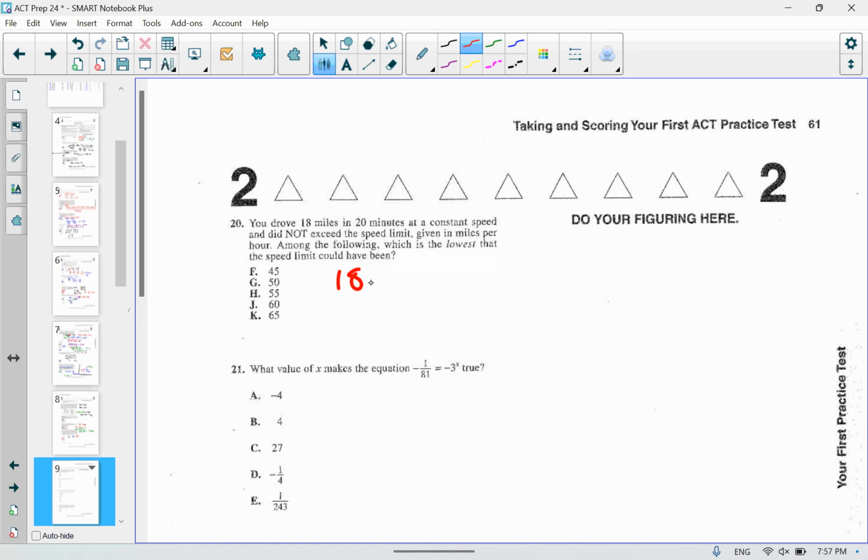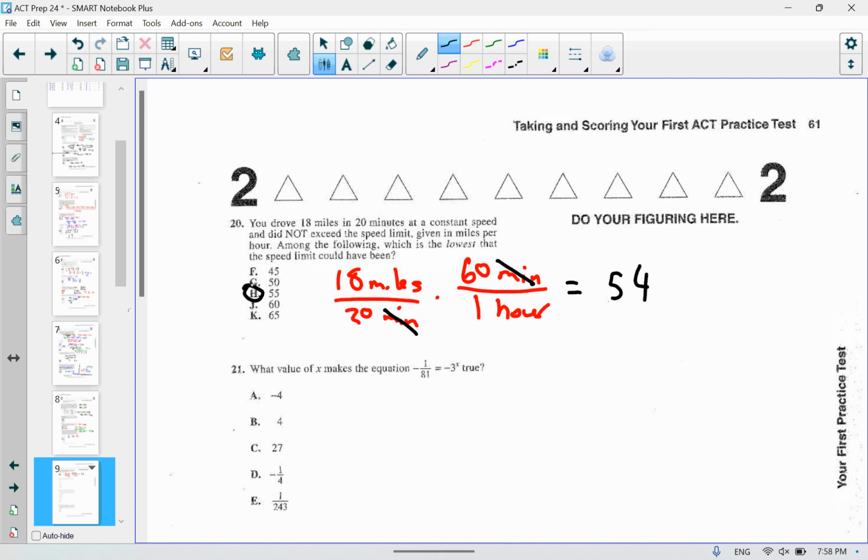If I drove 18 miles in 20 minutes, but I'm trying to get to miles per hour, I know that there are 60 minutes in 1 hour. So I just use the conversion factor because here my minutes cancel and I'm left with miles per hour. So I get 18 times 60 divided by 20, which really turns into 60 divided by 20 being 3. So 18 times 3. I need to be going at least 54 miles an hour. So I would say letter H, 55 would be my bare minimum because 45 and 50 are not fast enough.